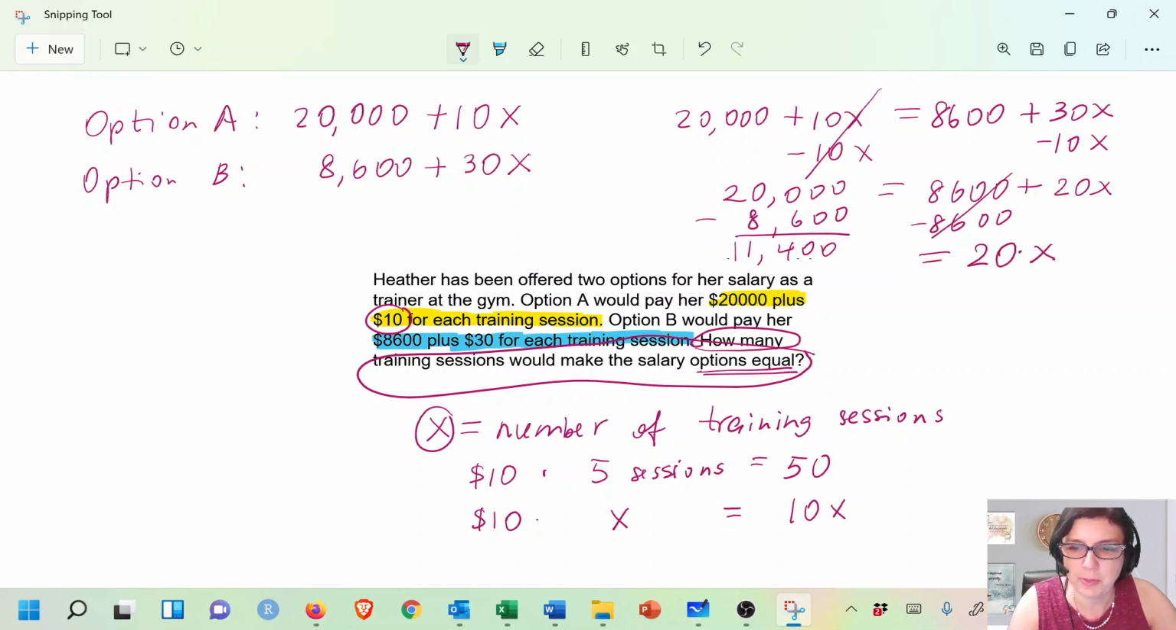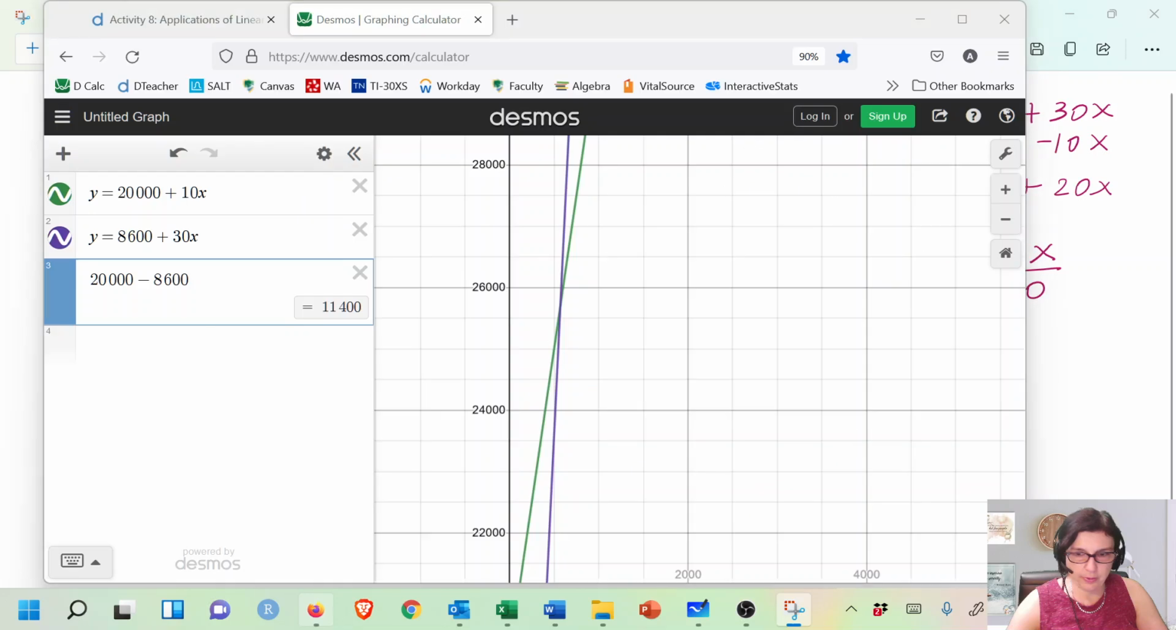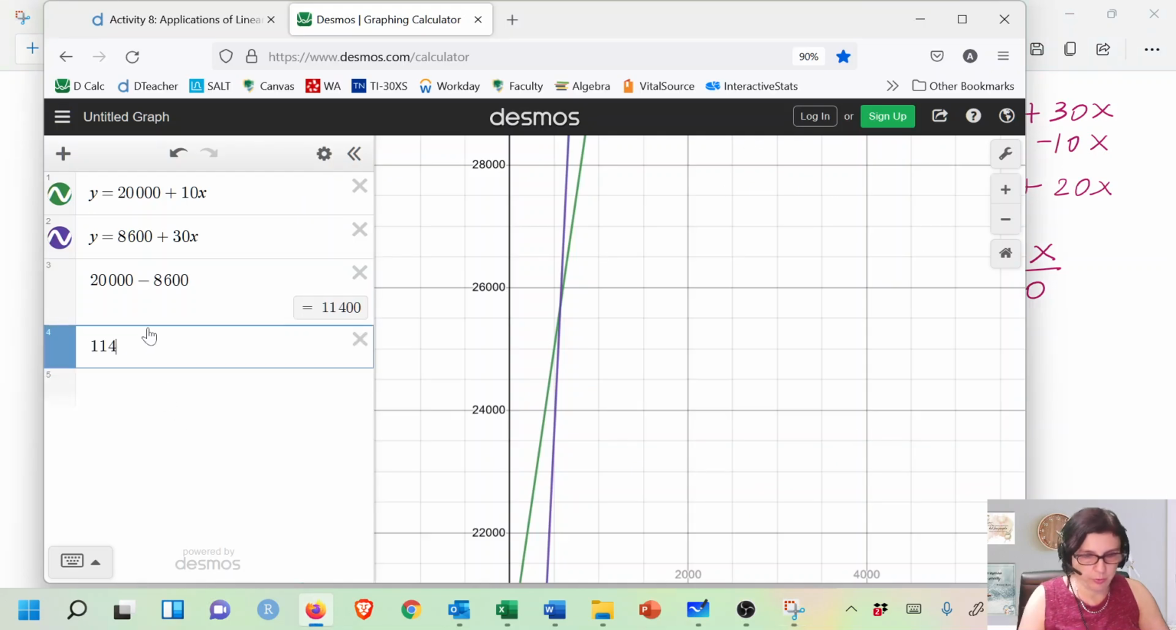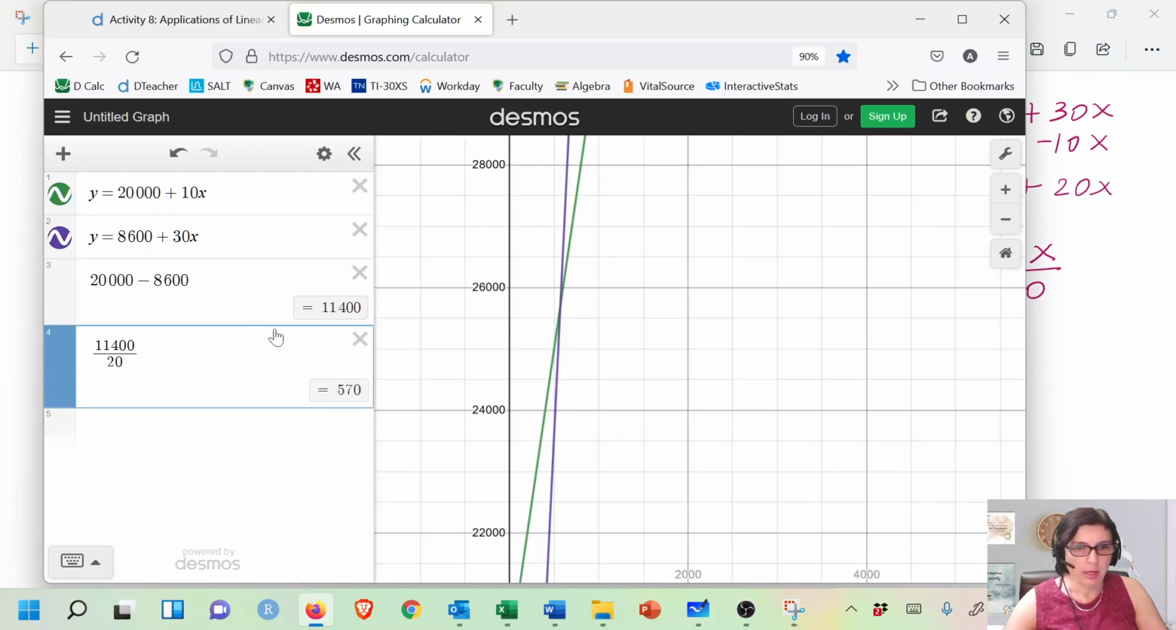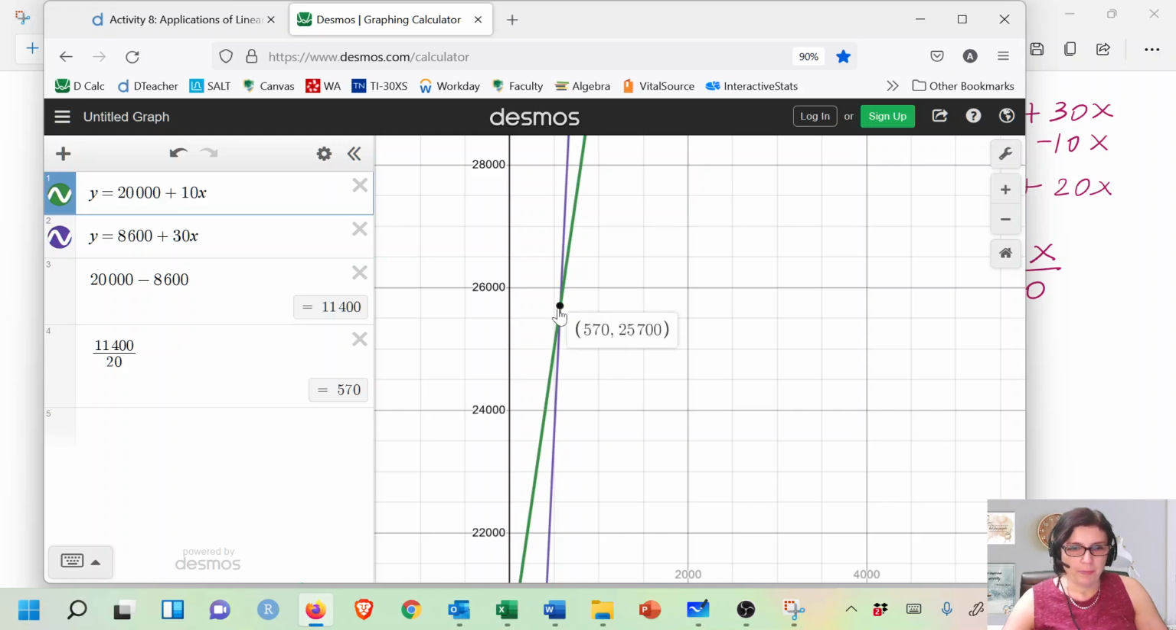Now remember, this is multiplication here, so I would have to divide both sides by 20 to solve. If I take this 11,400 and divide it by 20, I get 570, right? So I was able to solve it without Desmos by just using some algebra, but Desmos is cooler. What can I say?